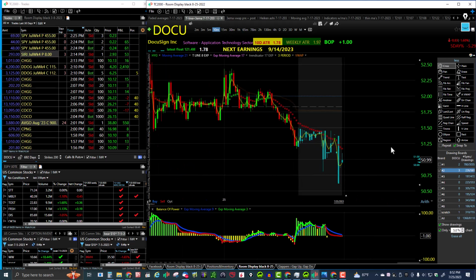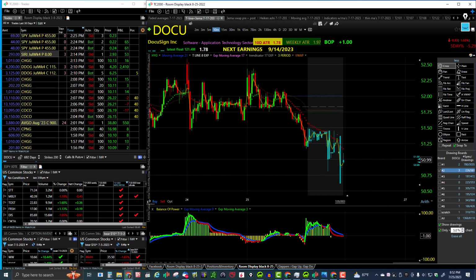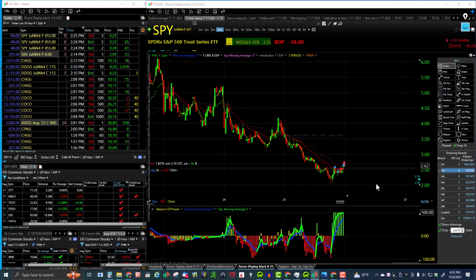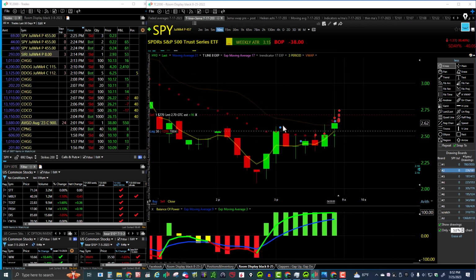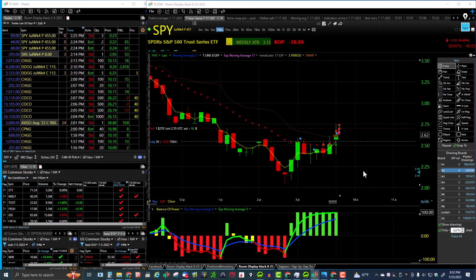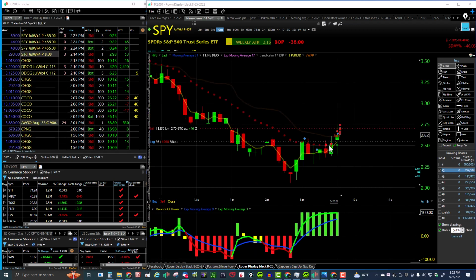Let's see if I got any from today. Give me just a minute. Well, I know I had these. See, this is a 10-minute chart. This is me buying, and then I start selling. And then after I sell, I reload, and then I sell some more. So it's not just one trade for me.